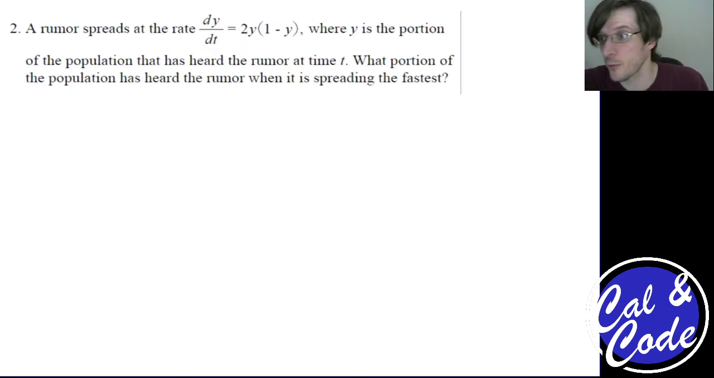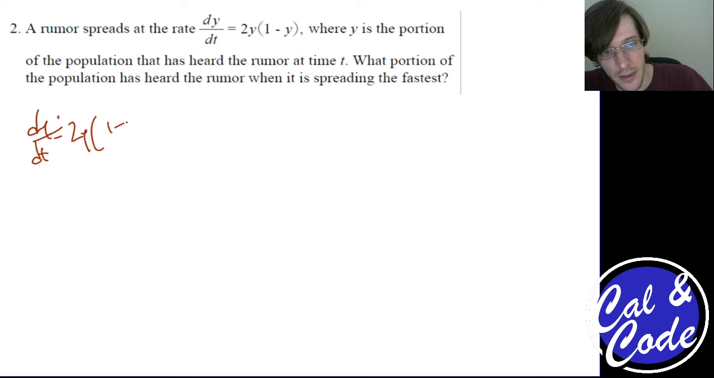Okay, so now let's talk about rumor spreading. This is not an AP question, but it's another pretty decent problem. I can see that this is, in fact, in the correct format, at least one of the formats. It is dy/dt equals 2y times (1 minus y). They have factored that thing out, and it's just a 1. So this is y over L. My L in this case is 1.